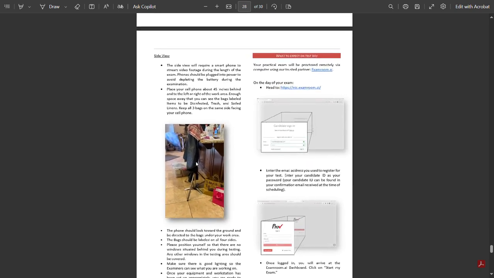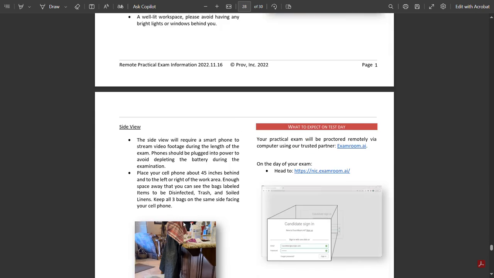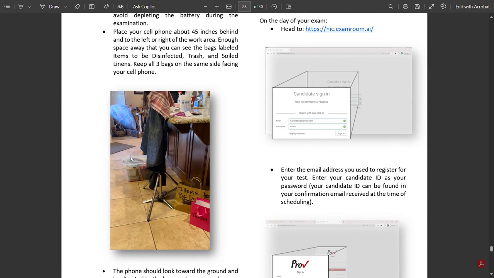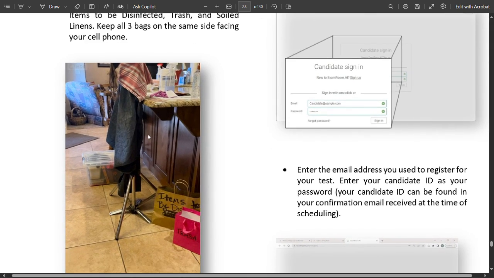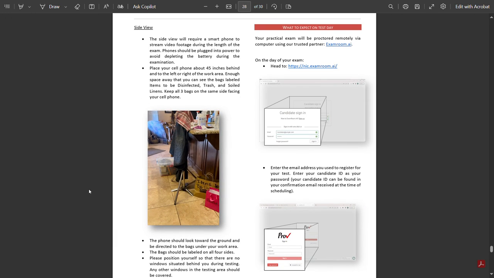Second camera, they'll usually have you use your laptop for the first one and your phone for the second one. The second camera, they want to focus on the floor so that they can see the items to be disinfected, trash and soiled linens bags, and so that they can see your kit, your floor, your work area, and make sure that you're doing everything safely.